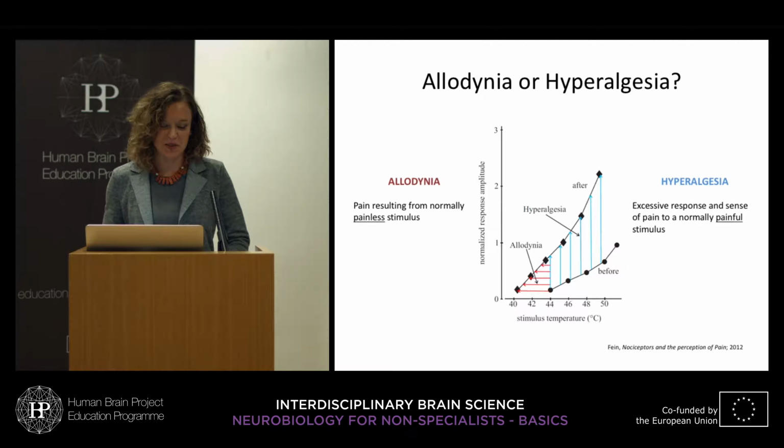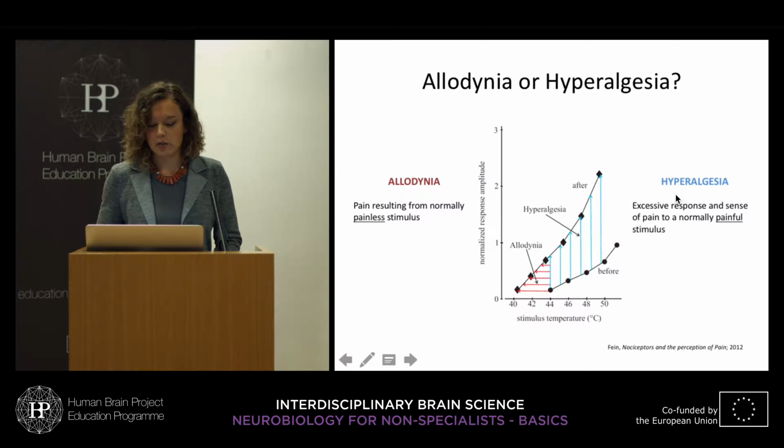When we speak about nociception, we should think about how pain perception works. If you have tissue damage, the response of your sensory neurons, your nociceptors, could be increased. You could have an increase of pain sensation, and this is called hypersensitivity. So when we speak about nociception and pain perception, we have to think about two important words, allodynia and hyperalgesia. Allodynia is the pain resulting from normally painless stimuli, and hyperalgesia is an excessive response and sense of pain to a normally painful stimulus.